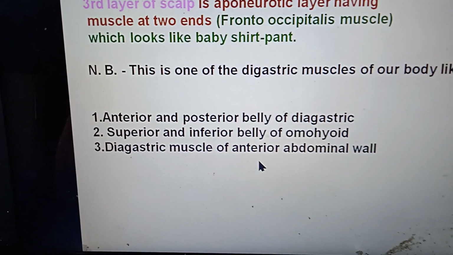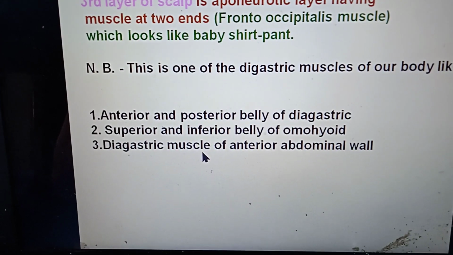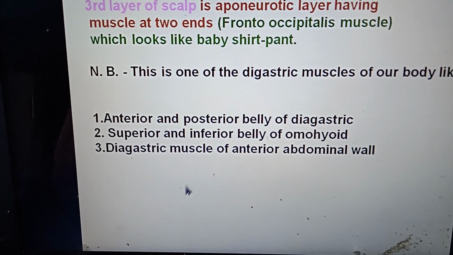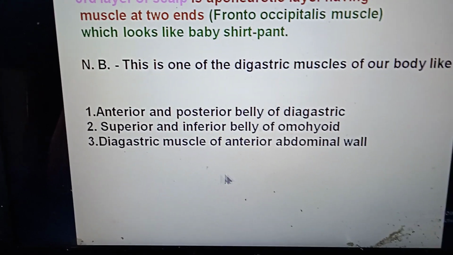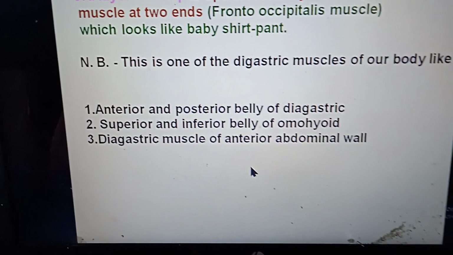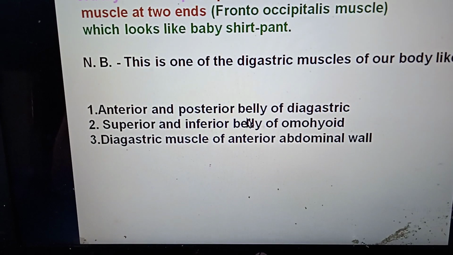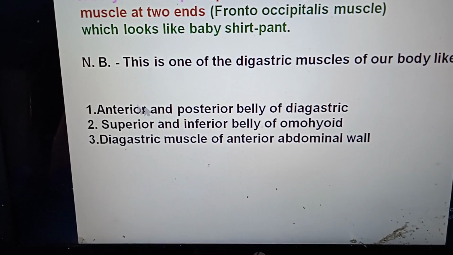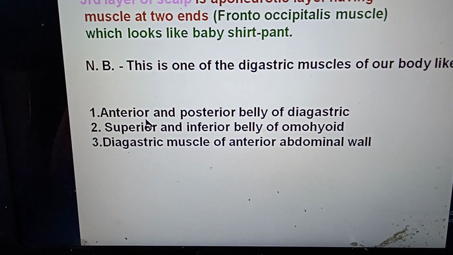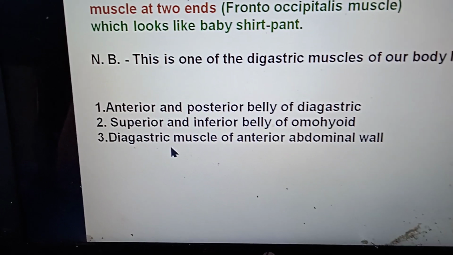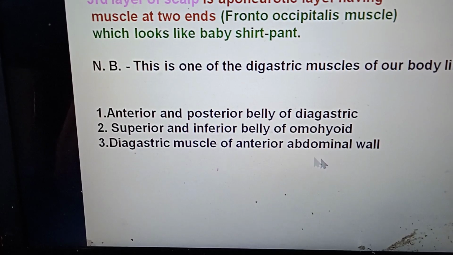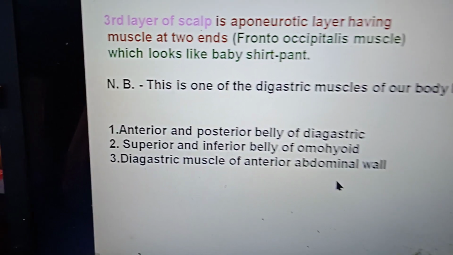They are paired structures, and they are connected with the aponeurosis that forms the layers of the rectus sheath in between. Some scientists believe that they are not paired muscles, because they are only one muscle connected with the aponeurosis. So they are also known as the digastric muscle of the anterior abdominal wall, the anterolateral muscles.